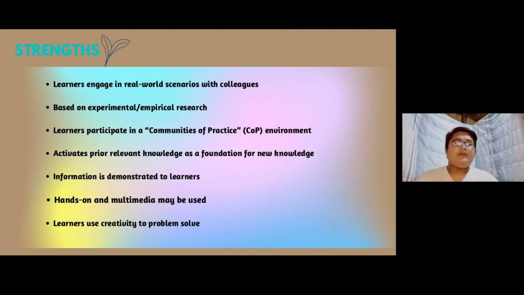For the second one, we have based on experimental or empirical research. When you say empirical research, it is information acquired by observation or experimentation. Scientists record and analyze this data. The process is a central part of the scientific method.